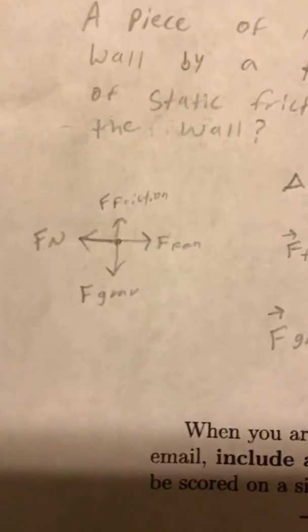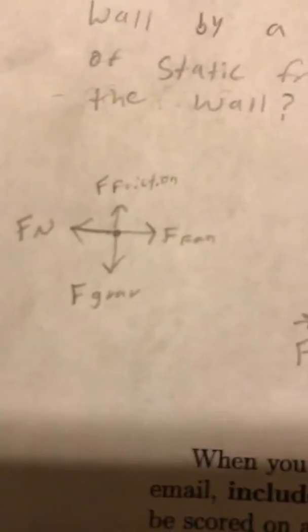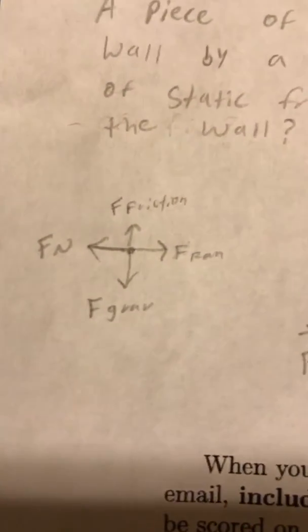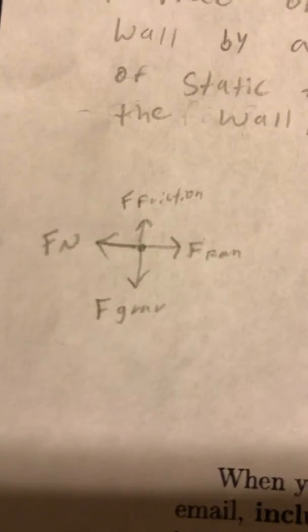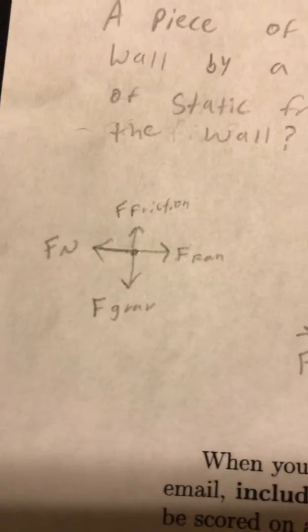So the first thing we have to do is make a free body diagram to show which directions the different forces are in. So the force of the fan and the normal force are in the x directions, whereas the force of friction and force of gravity are in the y directions.